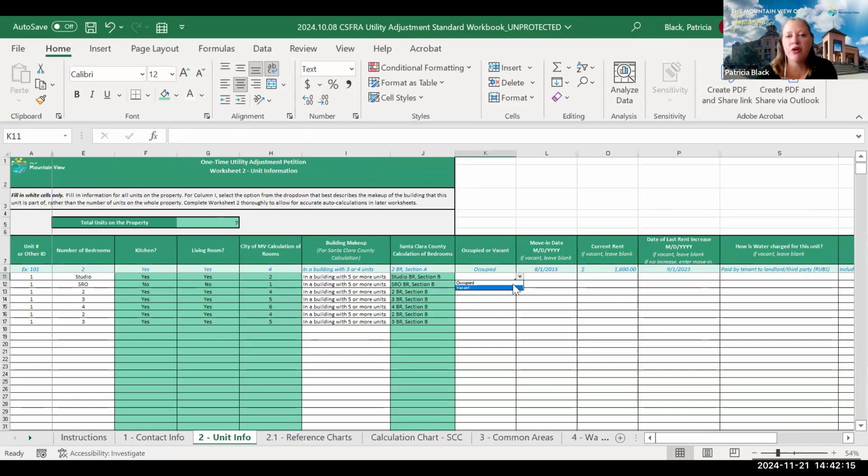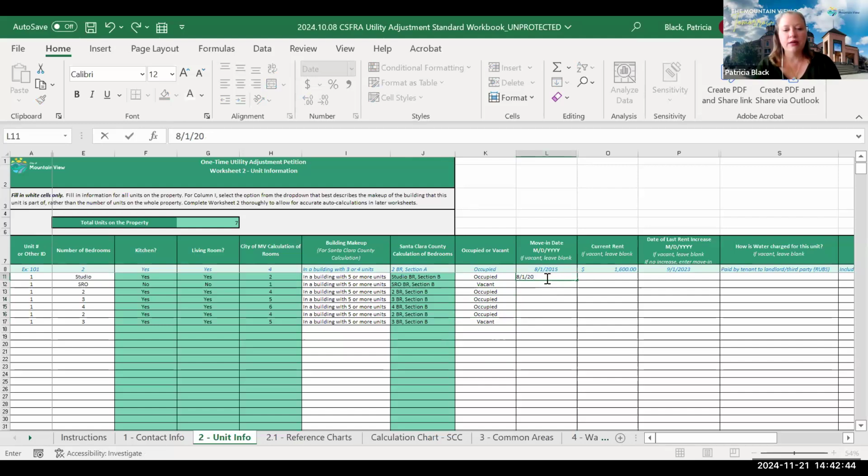And then we go on to whether or not the unit is occupied. And I'm going to show you what happens if it's vacant versus what happens if it's occupied. So I'm going to give us one vacant unit and a bunch of occupied units. And we'll end it with a vacant unit. Okay. And then I'm going to put in the move-in date. So this is really important.